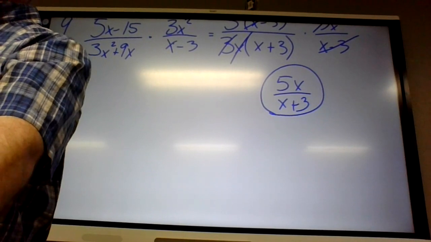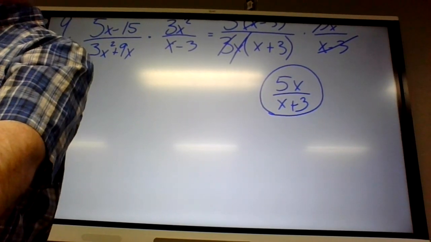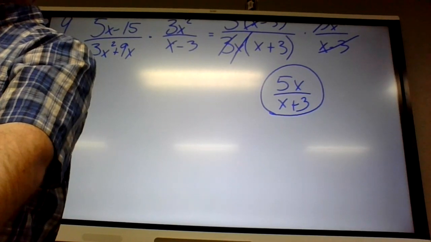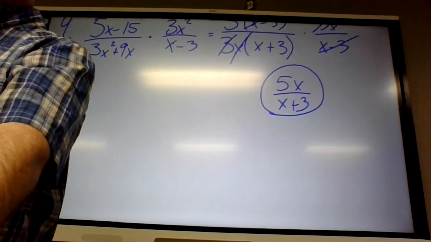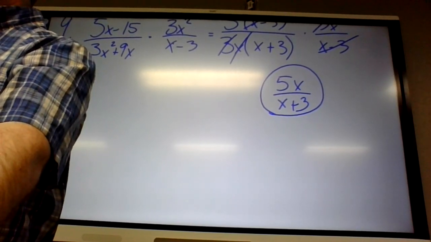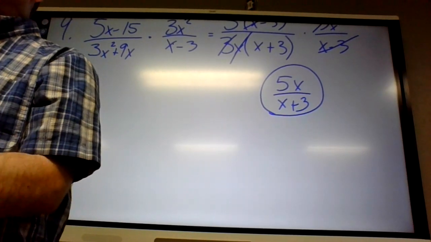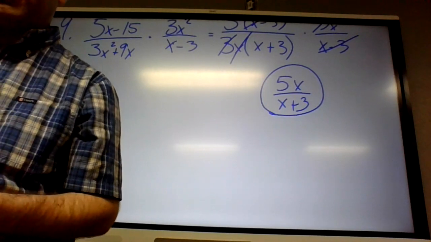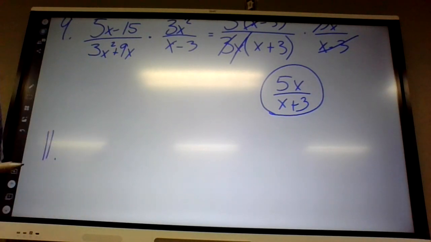Okay, on number 11, it looks weird, but how did we do these? Just flip the second one. The bottom is being divided, so we just flip the bottom and multiply it, right? So it's just kind of like number 9. So it's a minus b over 2a.